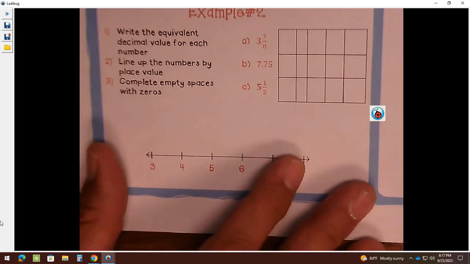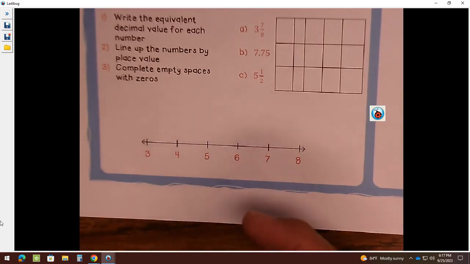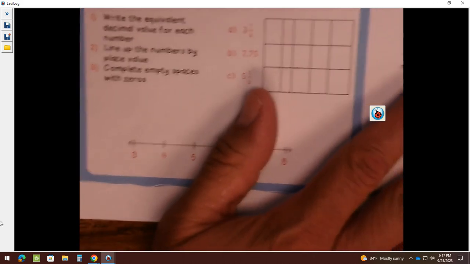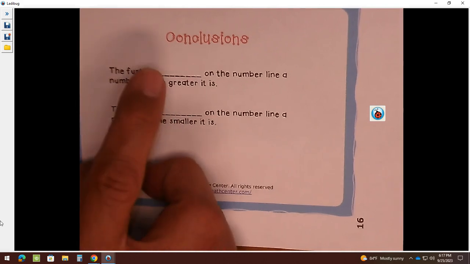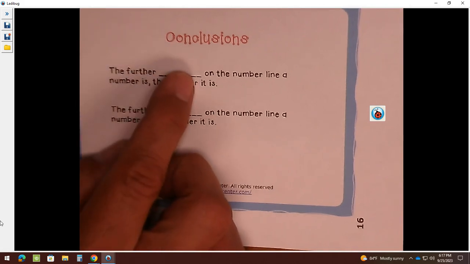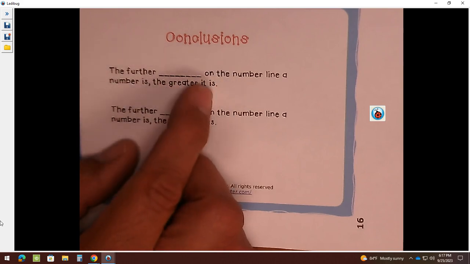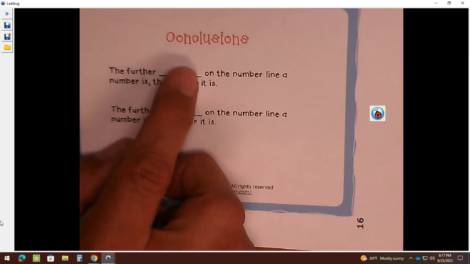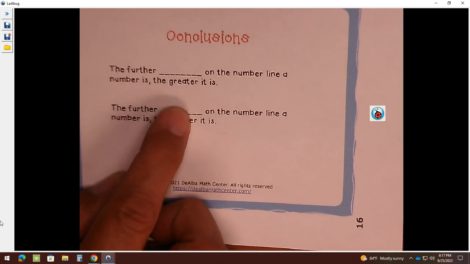Once you place them there, that's it. Know that if you go more to the right, you're greater. If you go more to the left, you're less. Then you're supposed to answer these conclusions that we learned today. The further you're on the right or left, you do not choose whatever you want. On the number line, the further right a number is, the greater it is. So if you want to be greater, do you want to be on the right or left? You're going to put that here. If you want to be smaller, which is least, you're going to put here right or left again, the word right or left. That was the first thing.